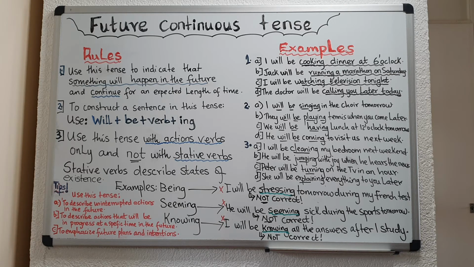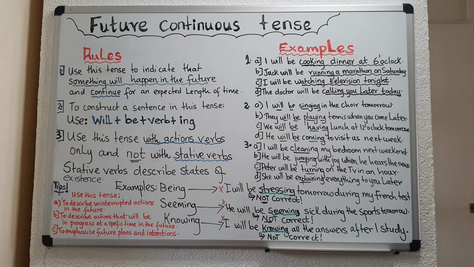Okay, now let's look at examples 3a. Okay, use this tense with action verbs only and not stative verbs. Example 3a, I will be cleaning my bedroom next week. Now, cleaning is definitely an action verb because you're moving your body. You're doing something physically. I will be cleaning my bedroom next week. The next example, B, he will be jumping with joy when he hears the news. Jump, it's an action verb, okay? Because you're moving your body.